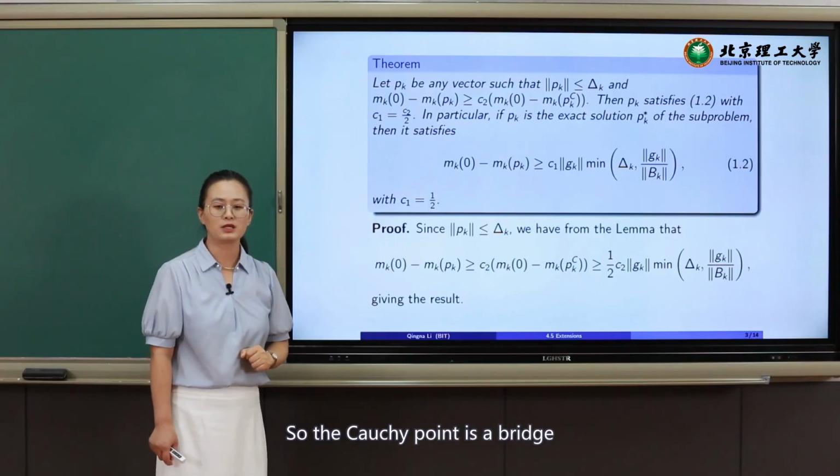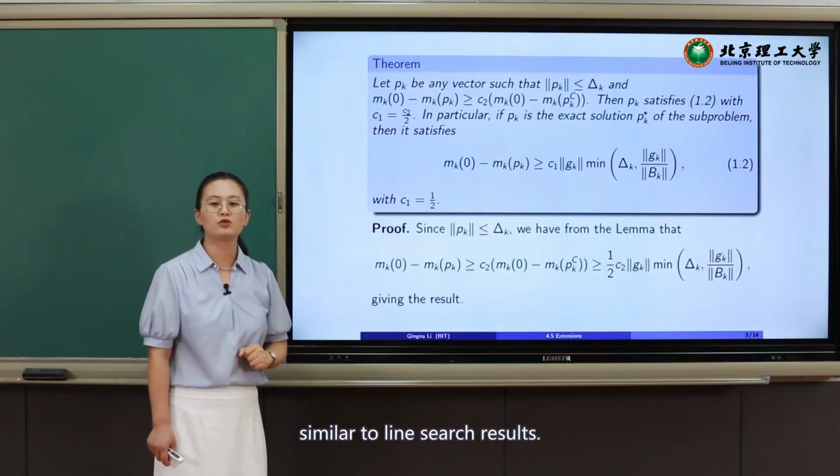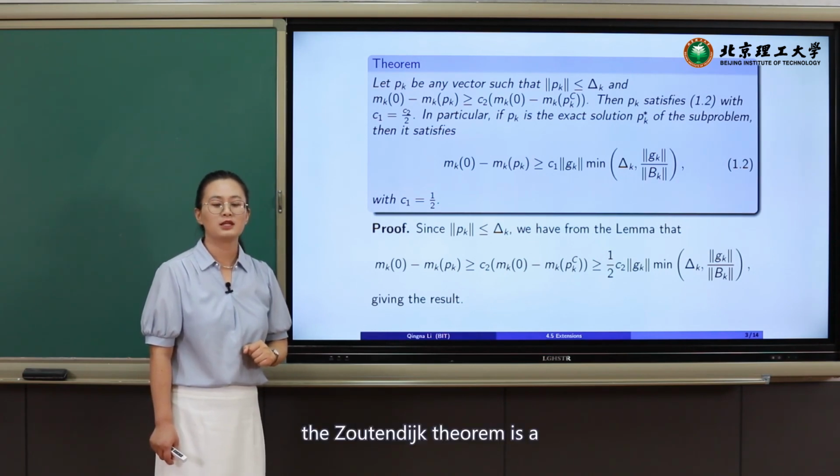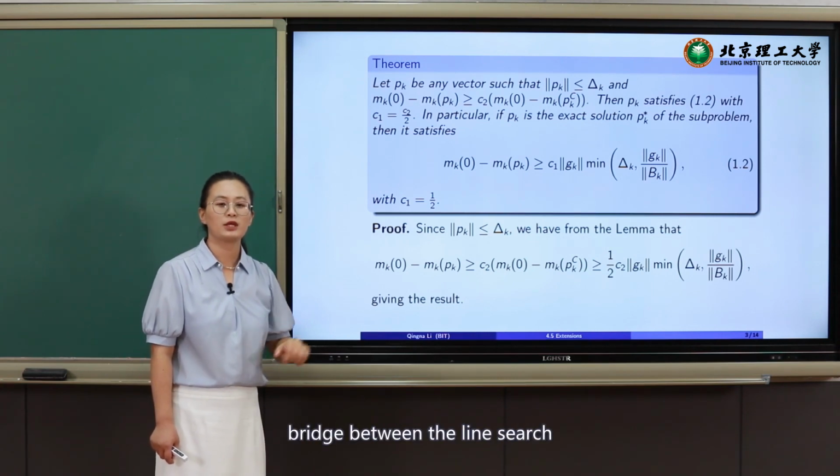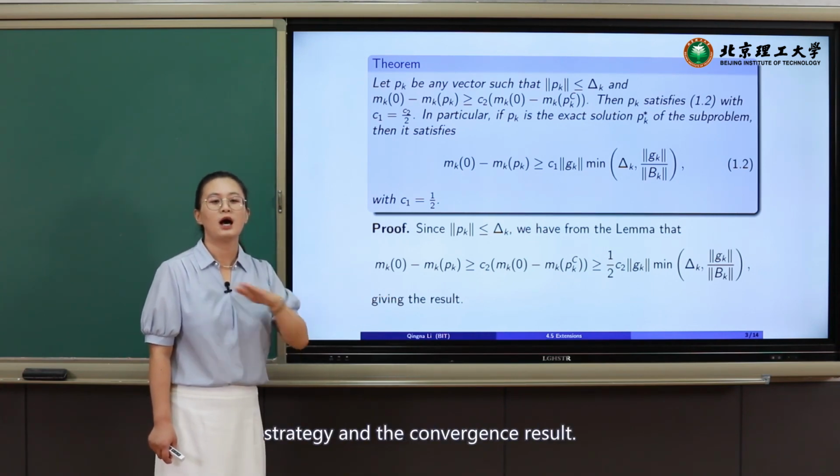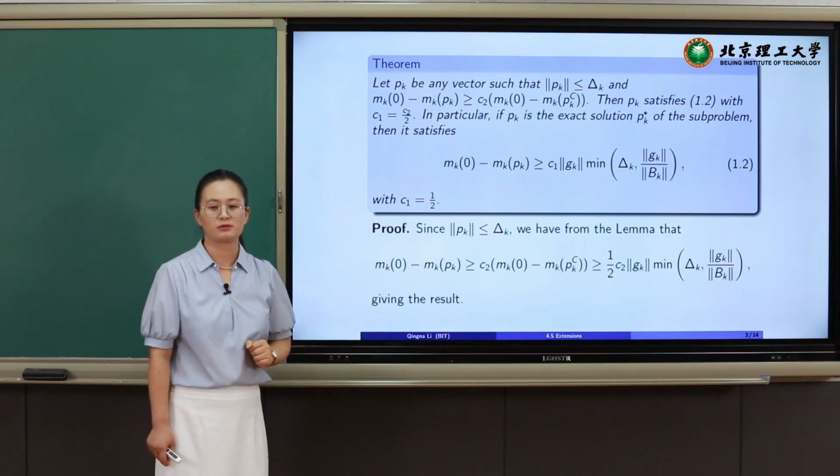So the Cauchy point is a bridge, similar to line search results. In line search results, the Zoutendijk theorem is a bridge between the line search strategy and the convergence result.